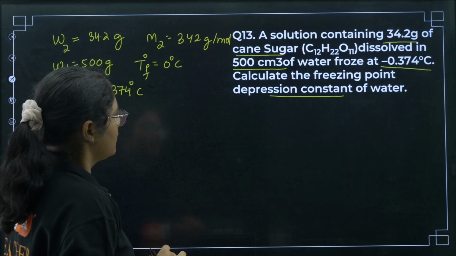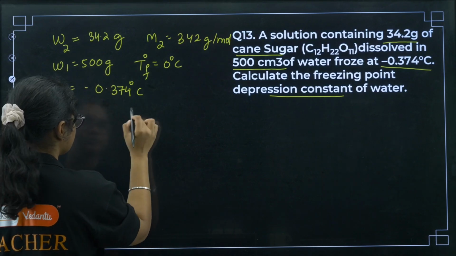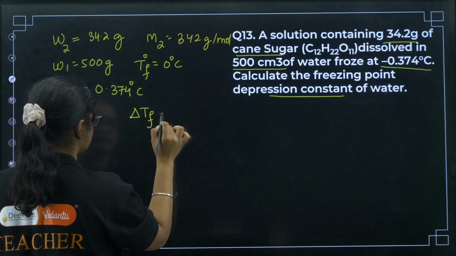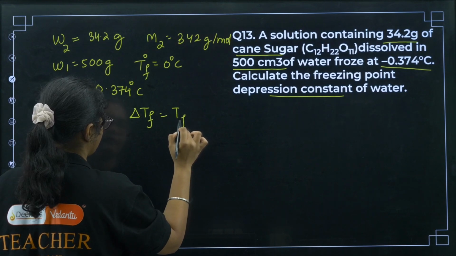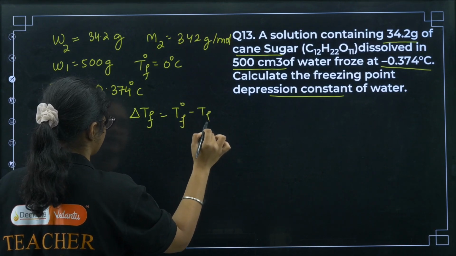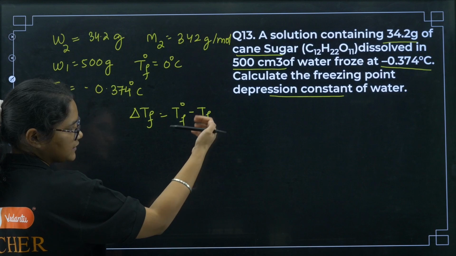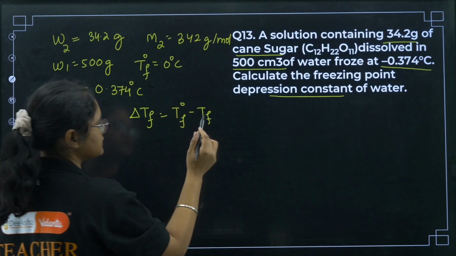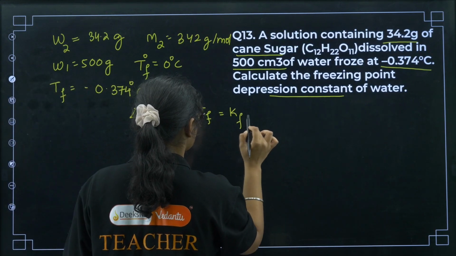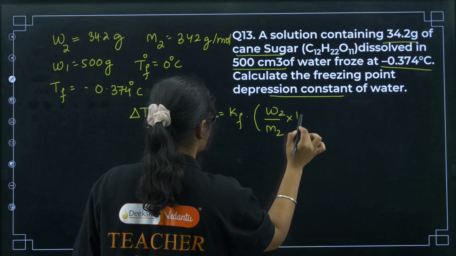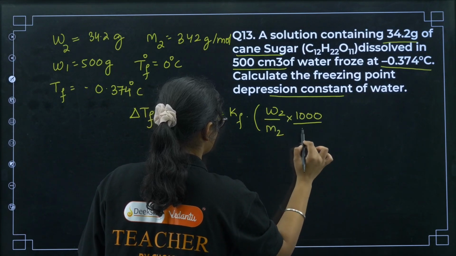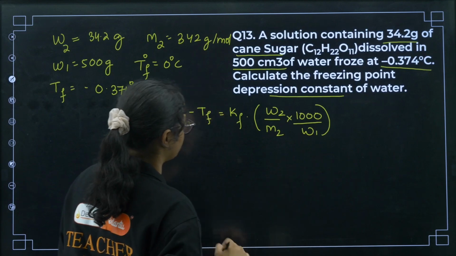Okay. Yes, now we can just substitute. We have delta Tf is equal to T naught f minus Tf, because the new freezing point will be less than the initial freezing point, is equal to Kf into m into 1000 by W1.